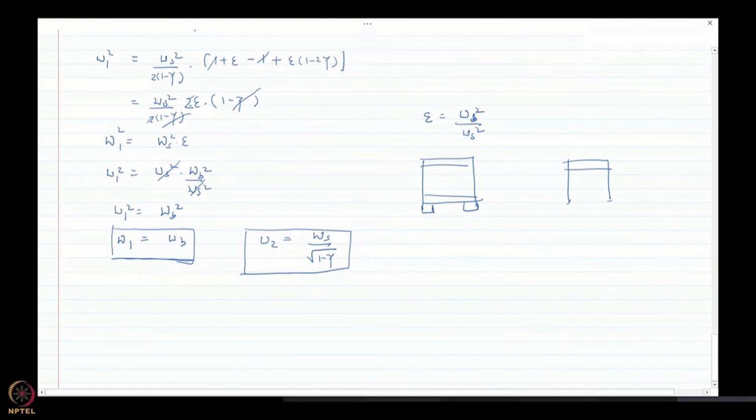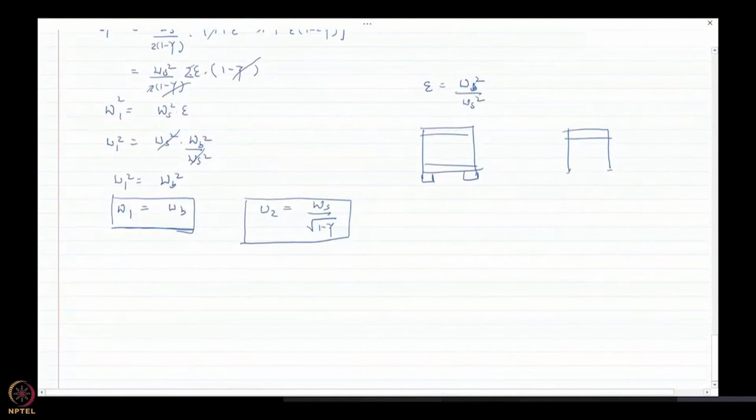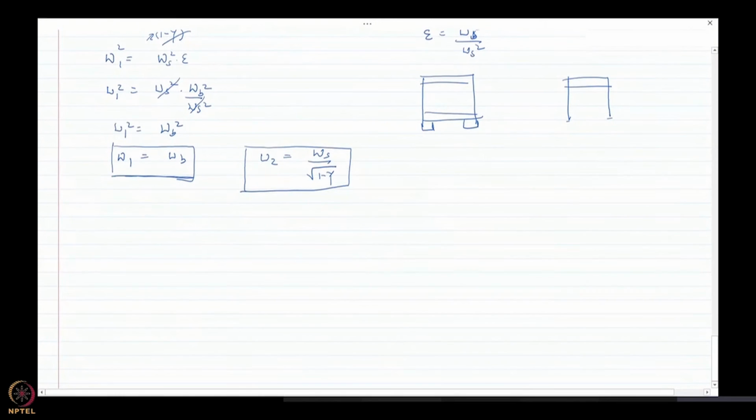Now once you have the frequency, you can find out the mode shapes as well, right? That is not difficult to do, but we are not going to do that. I'm just going to write down the final answer. You can go and verify if you like. Your phi 1 would be the mode shape, and this is the base isolated mode shape, 1 plus epsilon. Okay, and phi 2 you will get as 1 minus gamma zeta divided by gamma.